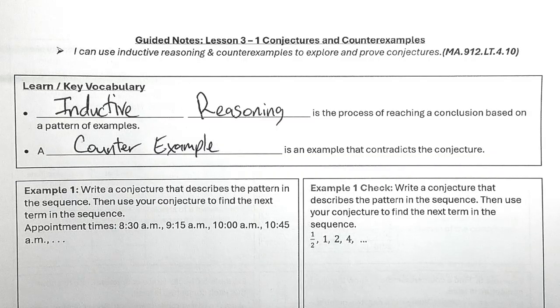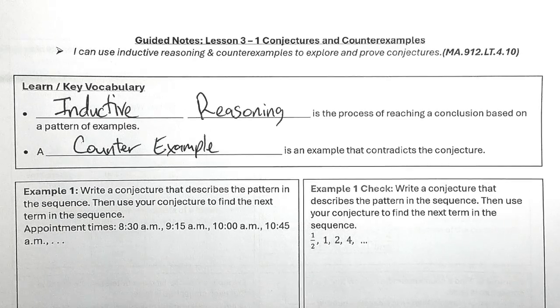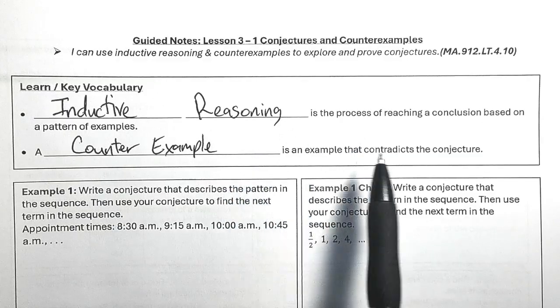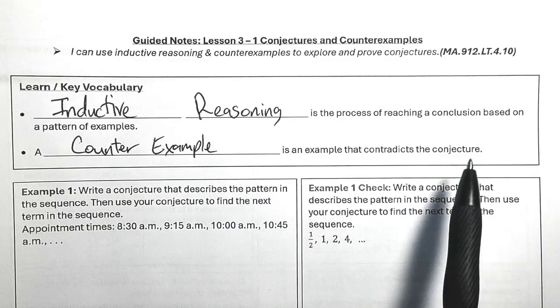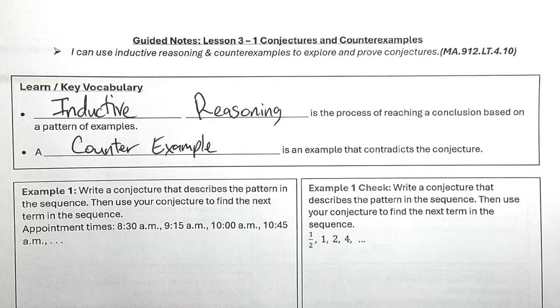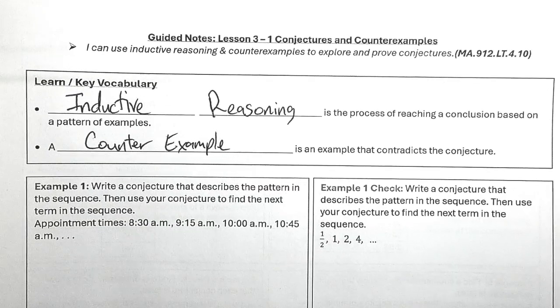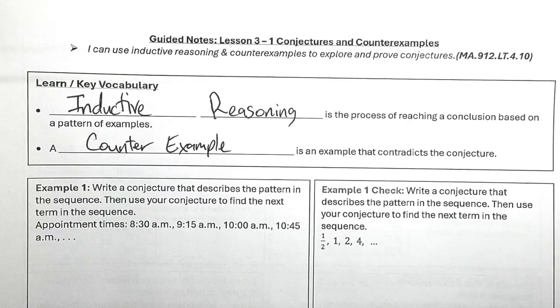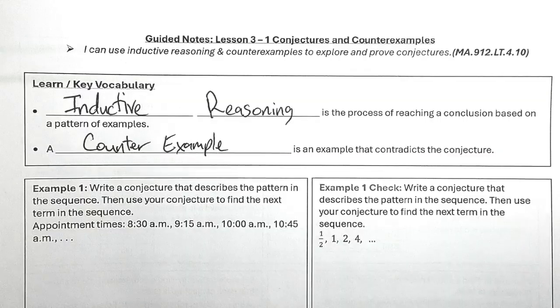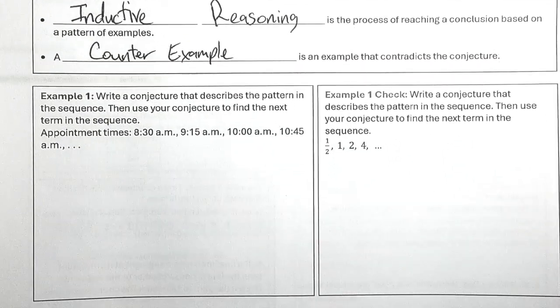And the next vocabulary is a counterexample. So a counterexample is an example that contradicts the conjecture. So when you come to a conclusion based on inductive reasoning, you are going to write a conjecture. It's a statement. And a counterexample is anything that can contradict that. Okay? So if you were thinking about science class, you're disproving a hypothesis. So think of it that way.